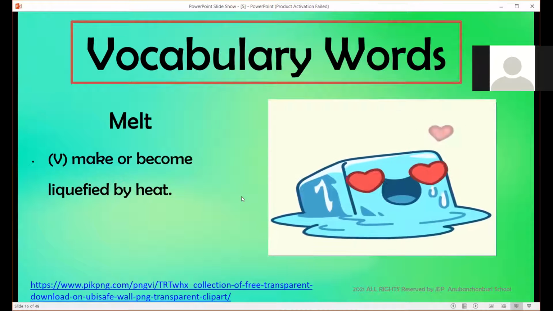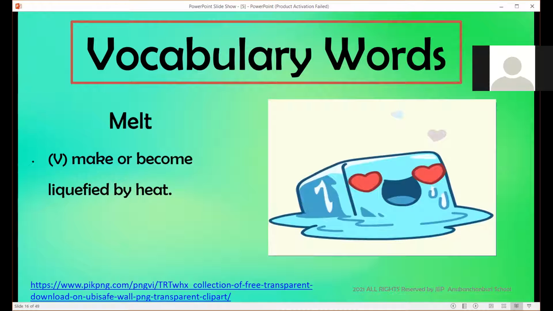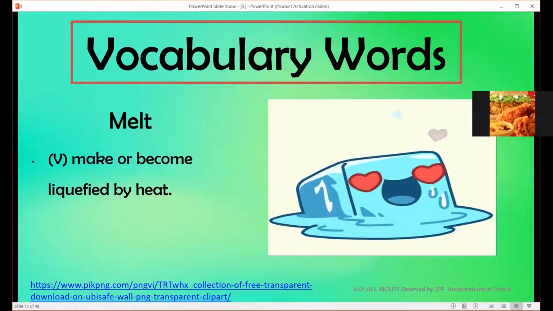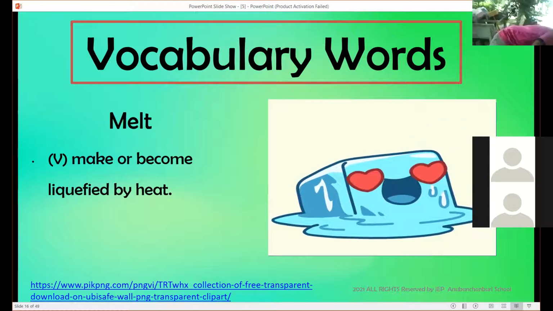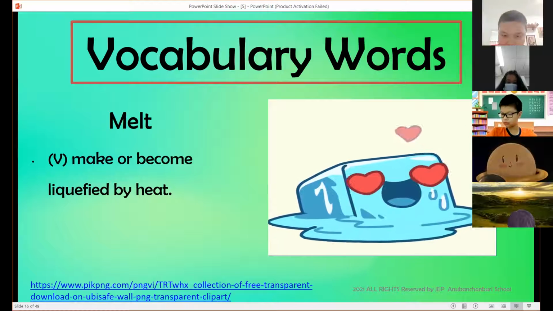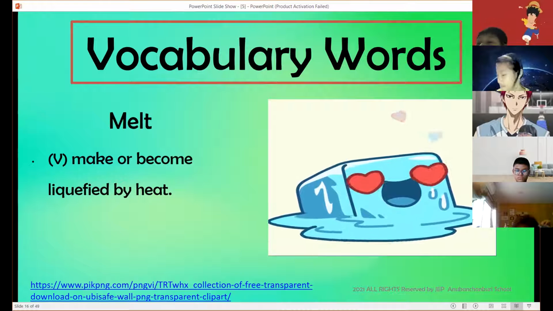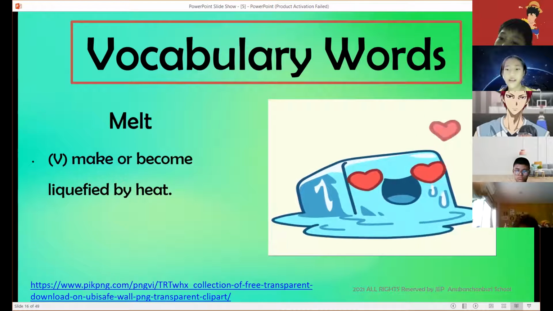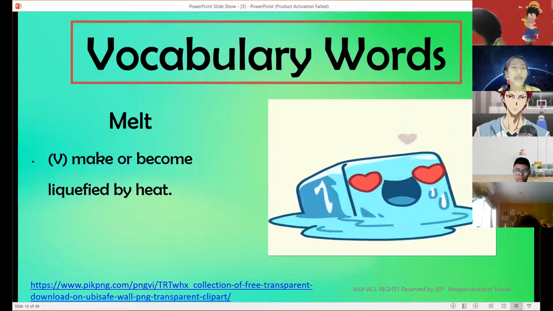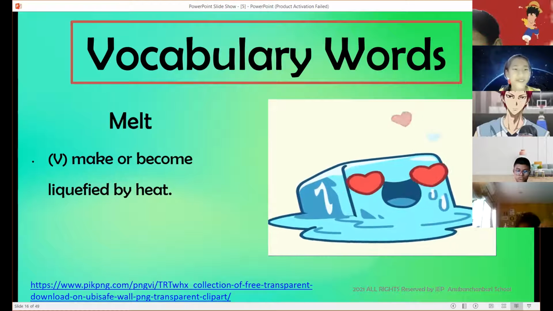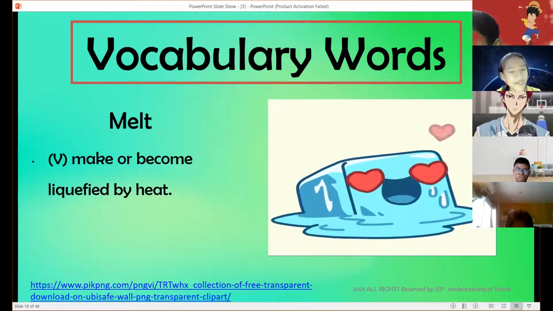So what are the things that can melt? Can you tell me an example of something that can melt? Ice. Ice. What else? Only ice? Chocolate. Okay, very good. Chocolate. Yeah. What else? What are the things that can melt?